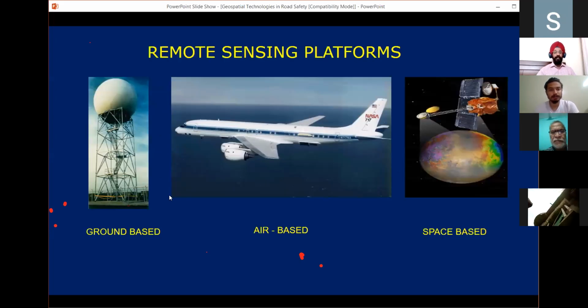So these are some of the platforms. I can take photographs from the ground or near the ground. I can use an air-based platform. I can have a space-based platform. Most of the time when I'm talking about remote sensing, we are talking about space-based platforms. And for air-based platforms, most of us are aware that right now we are not talking about aerial photogrammetry. Now it has changed to drone surveying. We have shifted from aeroplane or aerial photogrammetry to drone surveying nowadays.